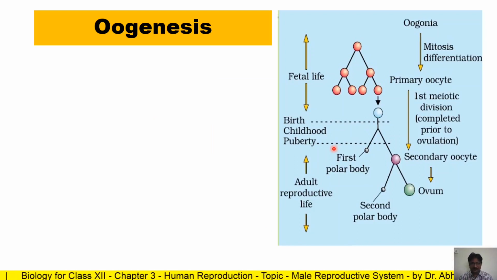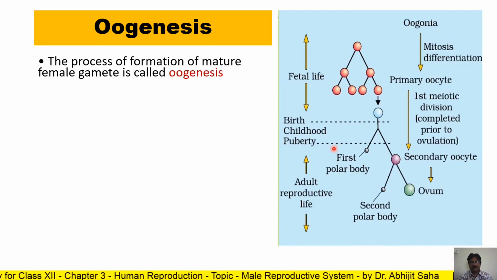Now the next important discussion is on oogenesis. Oogenesis means formation of the mature female gamete. Here is the ovum. In our earlier discussions, we learned spermatogenesis in the male. Now in this discussion, we will learn how the ovum is produced.